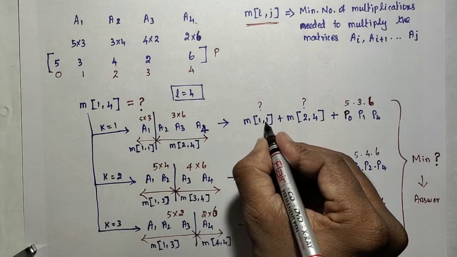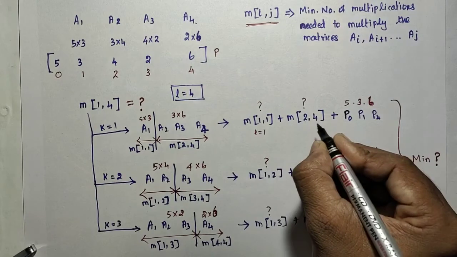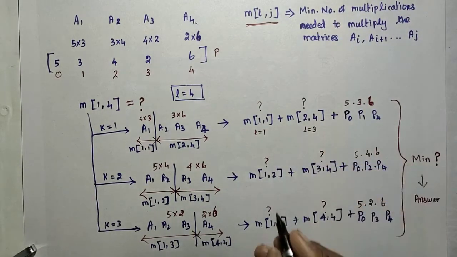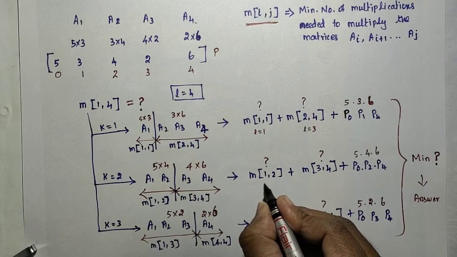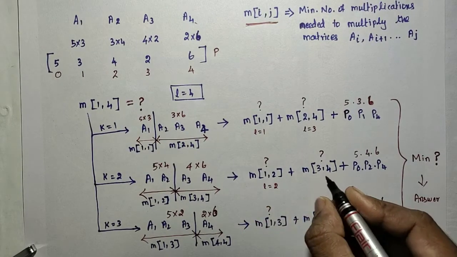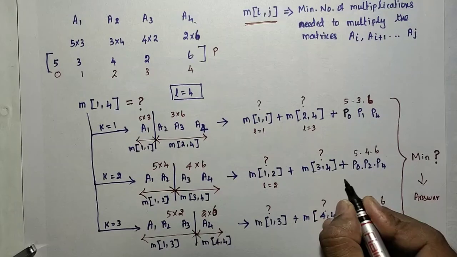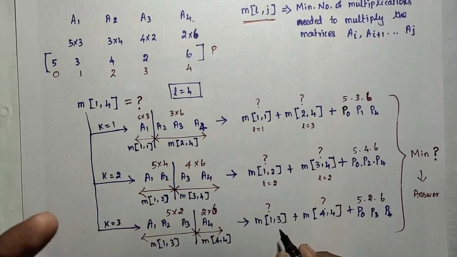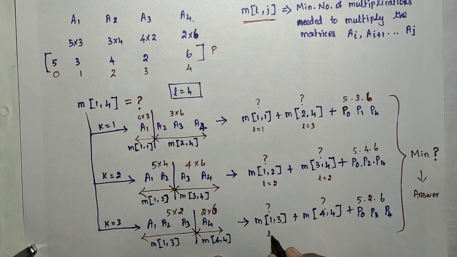Here this 1 to 1 means L equal to 1. 2 to 4 means 2, 3, 4, L equal to 3. And here 1 to 2 means length equal to 2 matrices alone. Here 3 to 4 means 2 matrices, L equal to 2. And here 1 to 3, A1, A2, A3, that is length equal to 3 matrices. Here only 1 matrix, L equal to 1.